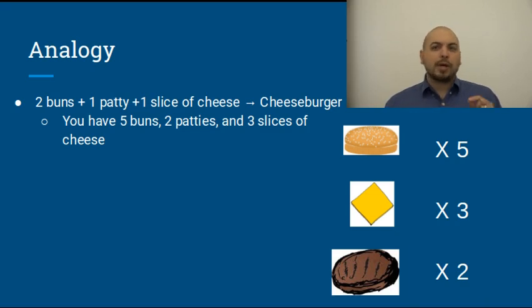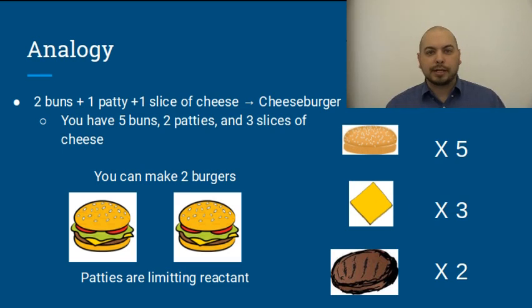Now let's say that we have 5 buns and 2 patties and 3 slices of cheese. Which of them is going to limit the number of burgers I can make? Well, if you look at this, with 5 buns, I could make 2.5 burgers. With 2 patties, I could make 2 burgers. And with 3 slices of cheese, I can make 3 burgers. In other words, the patties are going to run out first. I'm going to be able to make fewer burgers with my patties than I would with my buns or with the slices of cheese. This means that the hamburger patties themselves are the limiting reactant in this list.